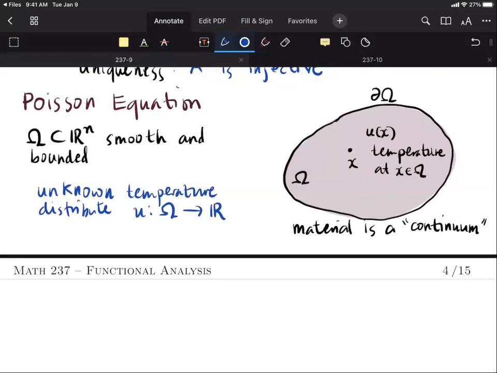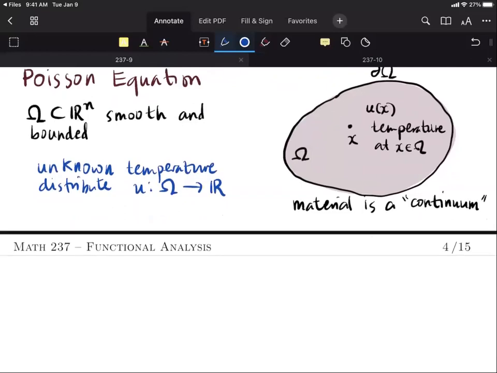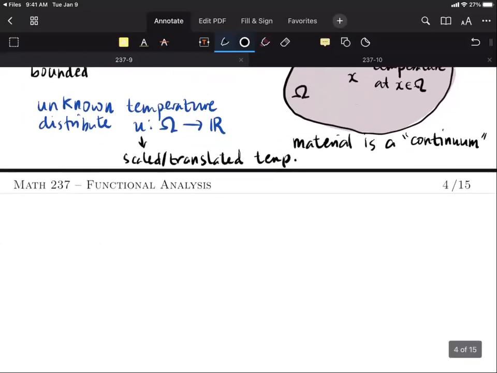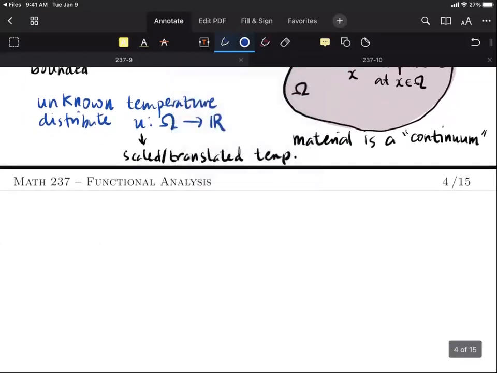Okay, so temperature must be, of course, positive or non-negative, but here we can think of U as some sort of a scaled temperature, so that you can assign real valued temperatures as well. So let's say this is some sort of a scaled or translated temperature, to be precise.